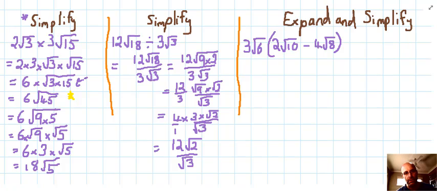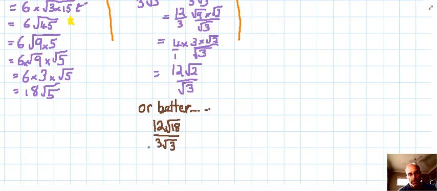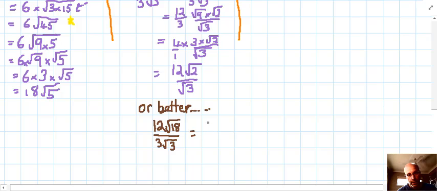There's another way of doing the same question where you'll get an equivalent answer that is actually slightly simpler. So here's another version of this question. 12 root 18 over 3 root 3, and following one of the results we looked at before, we can do this. Group the constants and the surds as such.